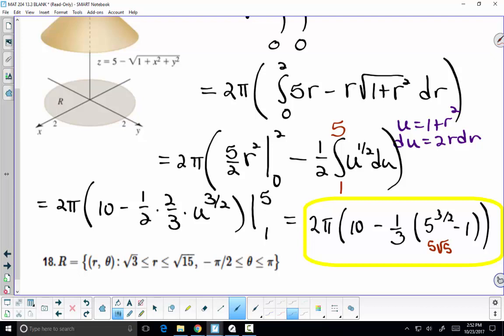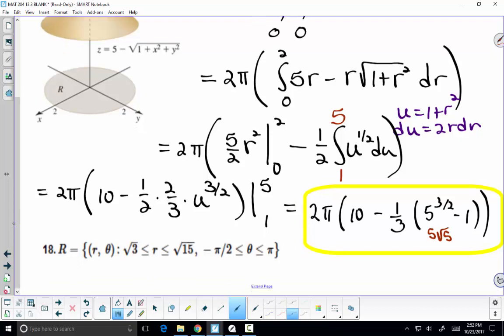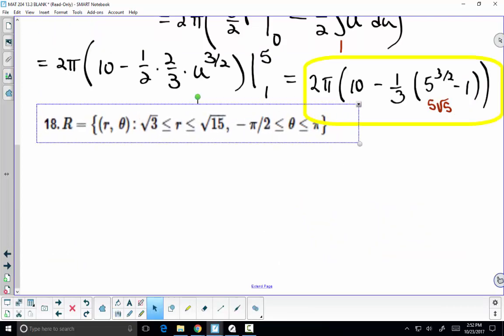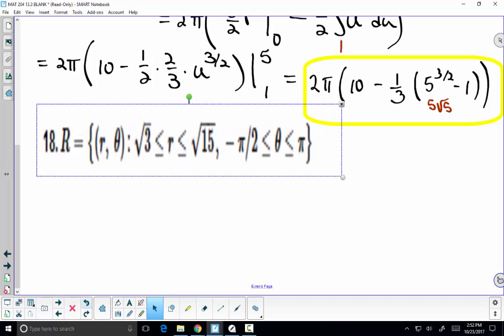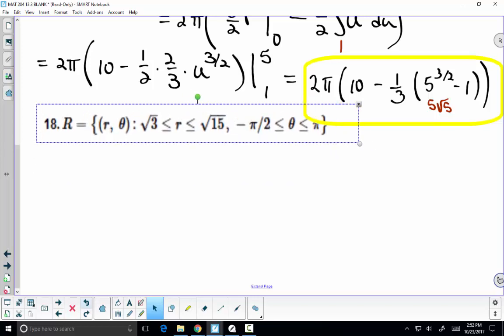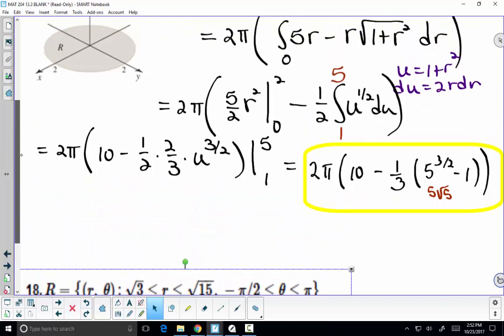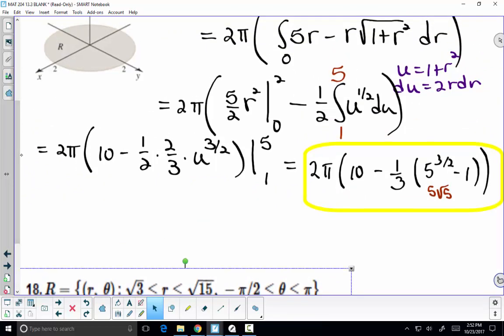Cube. So we added 1 to the exponent of 1 half. Yeah. Oh, no, you're right. So we get 3 halves. We have to divide by 3 halves, which means multiply by 2 thirds. Okay, thank you. Makes sense?